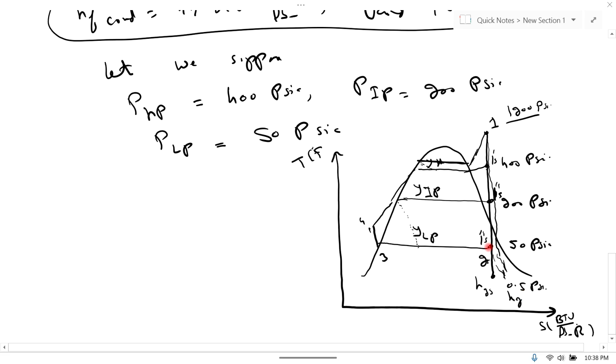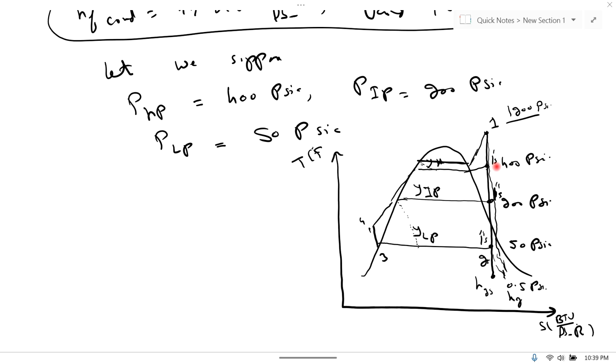Similarly, H1 double dash S and H1 double dash, and similarly H1 dash S and H1. These are the ideal enthalpies and the actual or real enthalpies. So we are finding all these values from the given data.